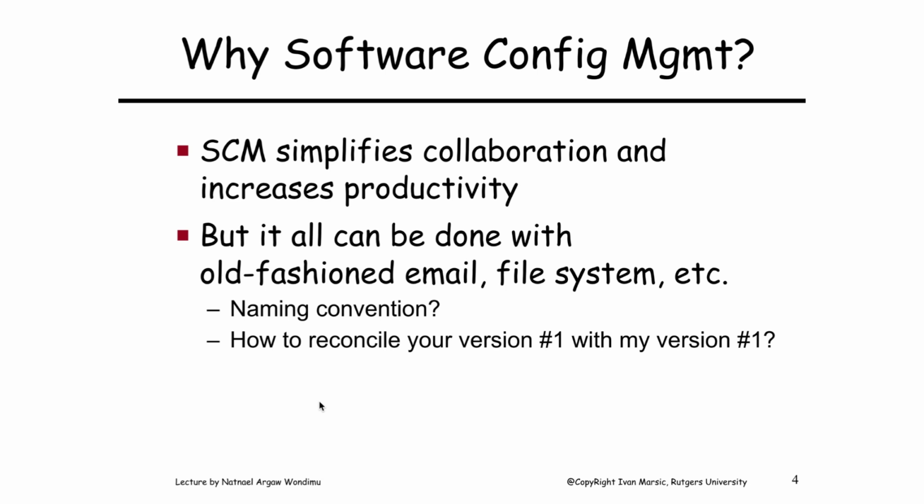So basically, software configuration management simplifies collaboration and increases productivity. But when we see it from other perspectives, we can also do this without sophisticated software configuration management tools. We can use, for instance, old-fashioned techniques like email and the file system in order to manage the configuration of different files or documents. But using such old-fashioned systems like email and files has its own problems. The first problem that we might face while working with such old-fashioned systems for version control or configuration management is the lack of centralized control. As you know, you cannot have a file system that can serve as a central component or a middleware for multiple users in general.